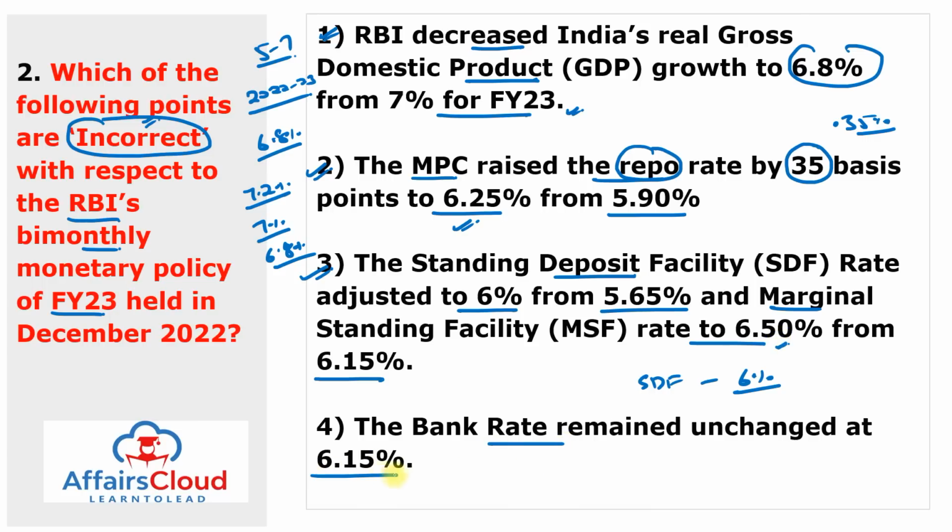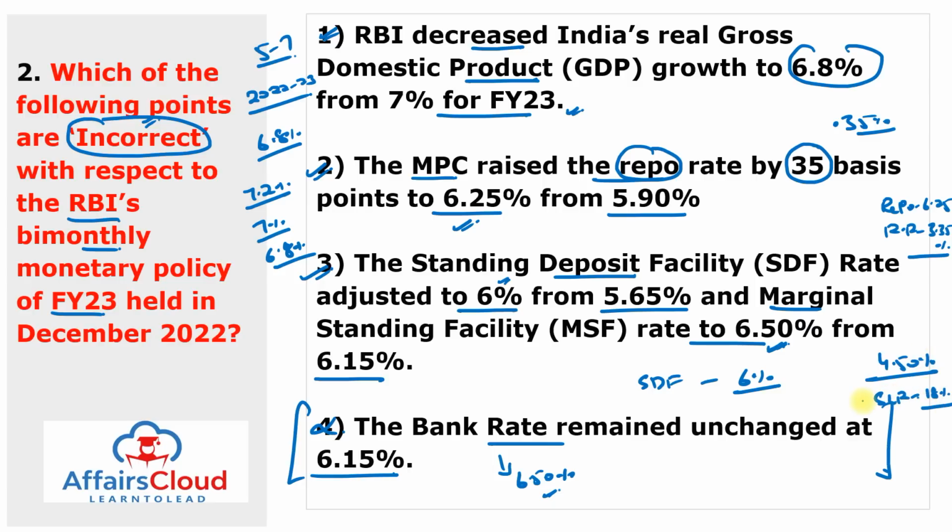Bank rate remained unchanged at 6.15. This is wrong because the marginal standing facility rate changed to 6.50% and bank rate is also 6.50%. So basically overall statement 4 is wrong. So answer of this question is 4. But you can also remember the other rates, like repo rate is currently 6.25. Earlier it was 5.90. Next is reverse repo. Reverse repo is 3.35%. It is unchanged. MSF 6.50% we already discussed. Bank rate is now 6.50% and standing deposit facility is 6% and cash reserve ratio is 4.50 and SLR is currently 18% and this was also unchanged.